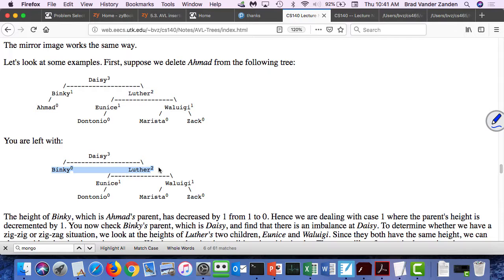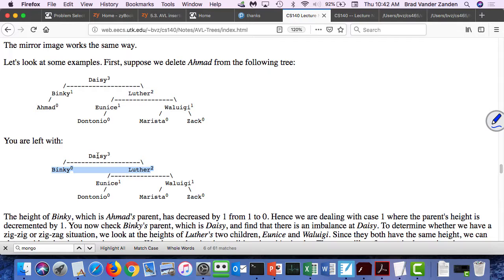Now, we have to again determine, do we have a zigzag case or a zigzag case? And it's not as simple as with insertion. With insertion, you had a value that you had inserted into the tree. You could use that value to determine whether you had a zigzag or zigzag case because you took that value and compared it with the imbalance node and you would go either left or right. But we don't have an inserted value here. And we cannot use the deleted value.